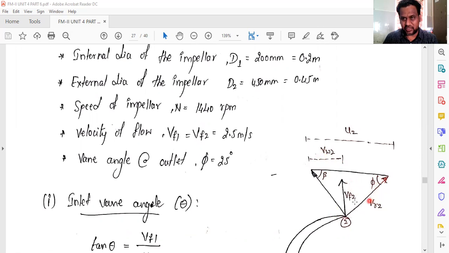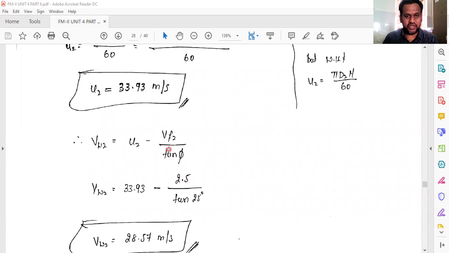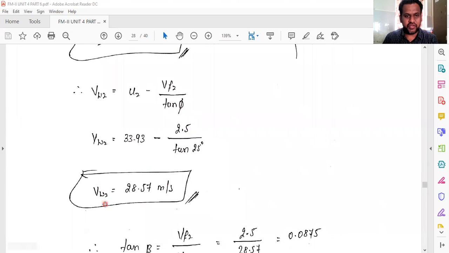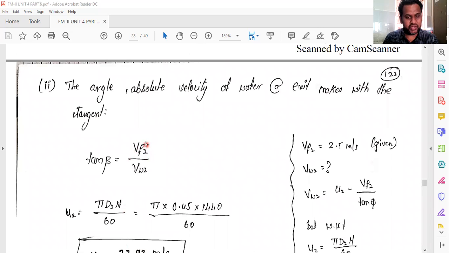To calculate VW2, I consider this triangle where I know VF2 and phi, so I can also calculate U2. So 2.5 divided by tan phi, which is 25 degree. So VW2 comes to 28.57 meter per second. So now you got to know VW2 and also you have VF2.